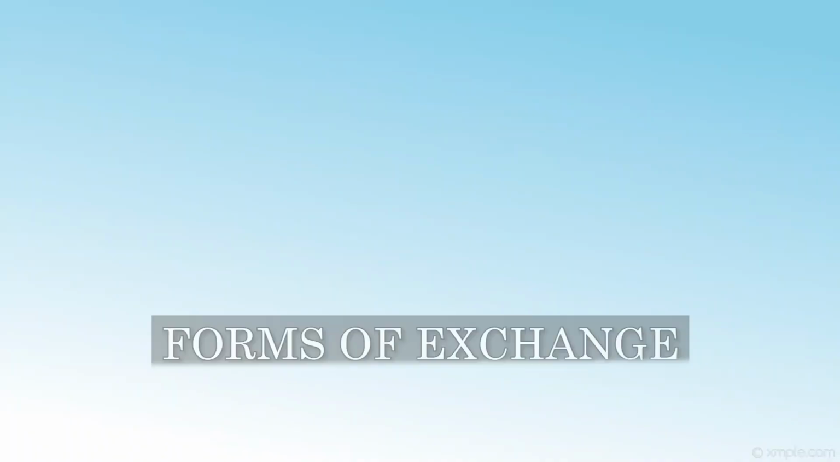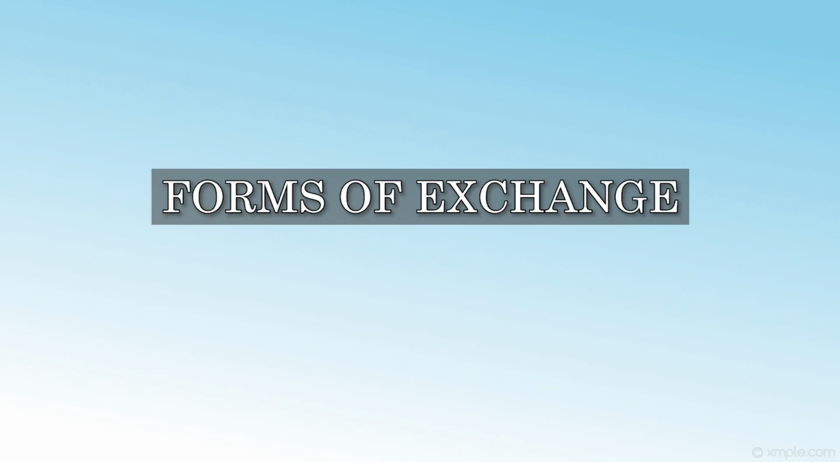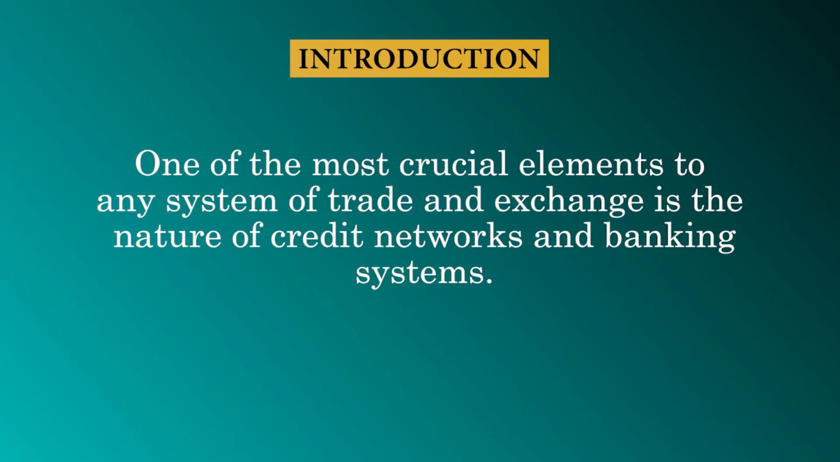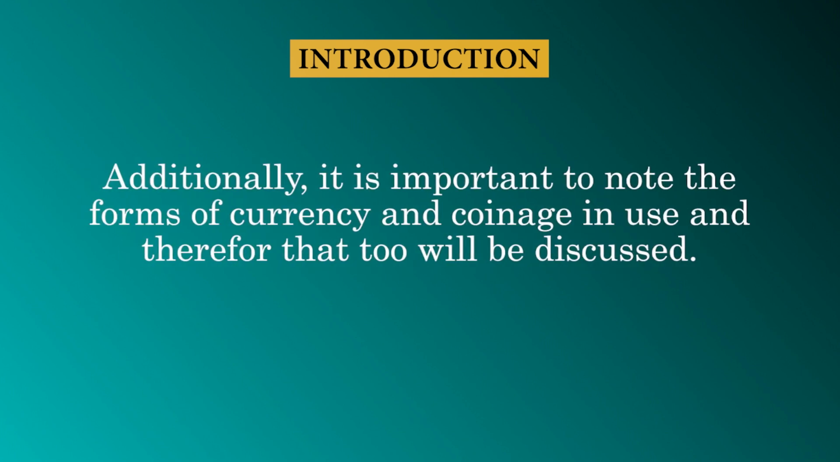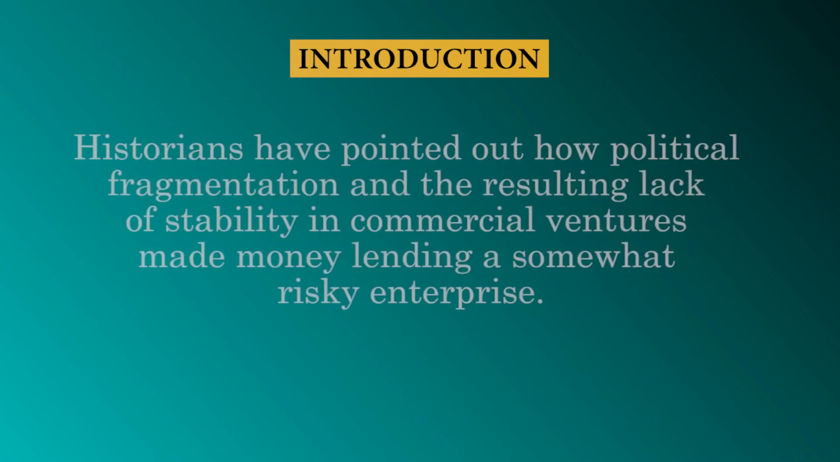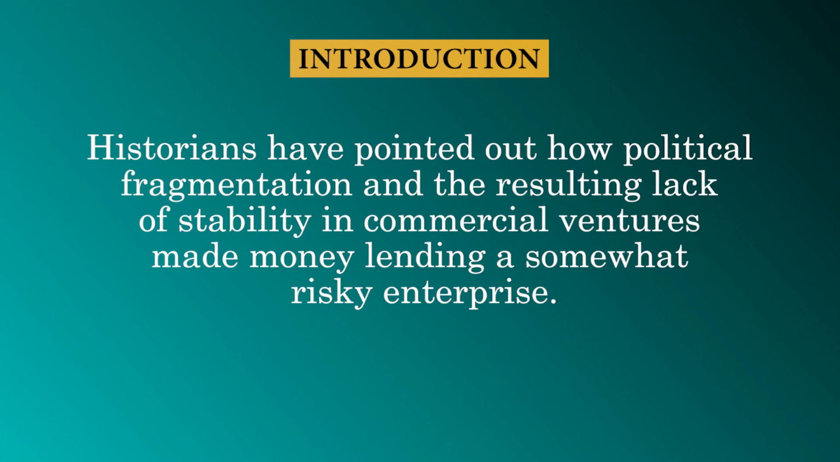Today, we will be discussing forms of exchange. Now, one of the most crucial elements to any system of trade and exchange is the nature of credit networks and banking system. Therefore, this is a brief examination on how credit and banking operated in the early medieval period in India. Additionally, it is important to note the forms of currency and coinage in use, and therefore those two will be discussed.